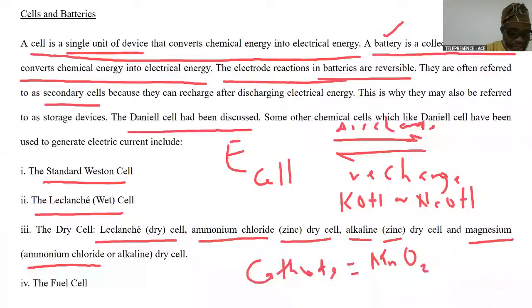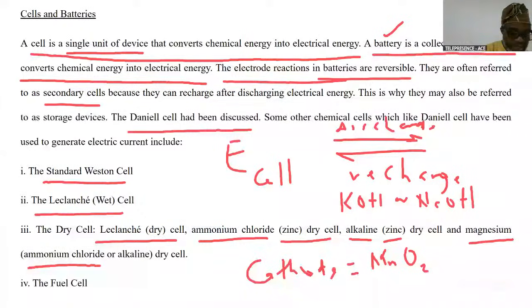See the electrode reactions using the Leclanché dry cell example. The Leclanché dry cell and the wet cell are almost the same thing. The only difference is that in the wet cell an ammonium chloride solution is used, while in the dry cell it is a gel.